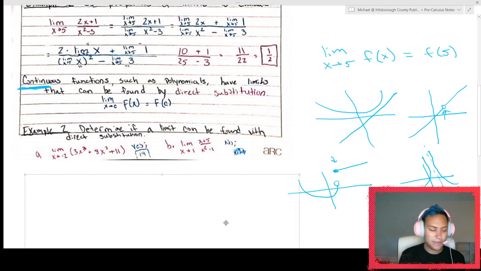Go ahead and pause it, get that copied, and hopefully that helps with that first part. Like I said, the first page of notes should be super easy because you either just say it is solvable by direct substitution or it's not.